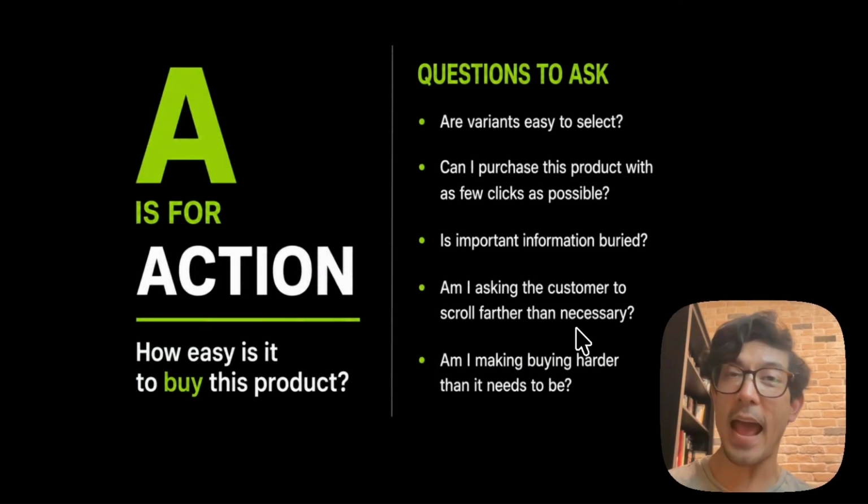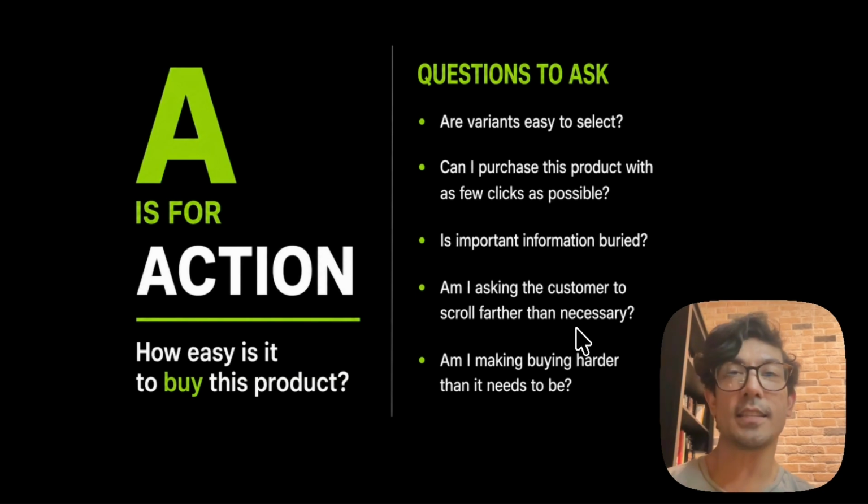A is for action. How easy is it to buy this product? When a customer lands on your product page, you don't want them clicking around and meandering on the page. You want them to get as much information as they can and take action. The whole point of the product page is to get them to click add to cart. That's it. And so here are some questions that you have to ask yourself.